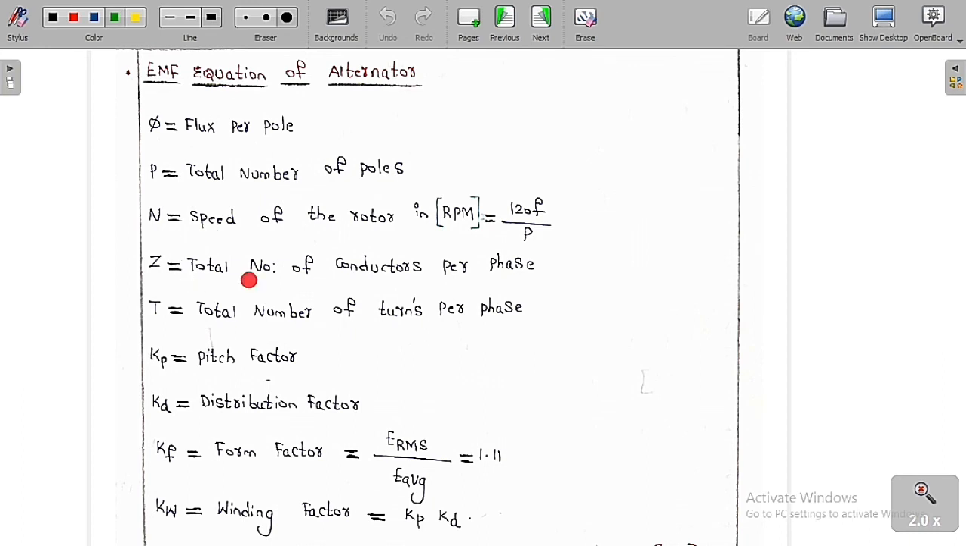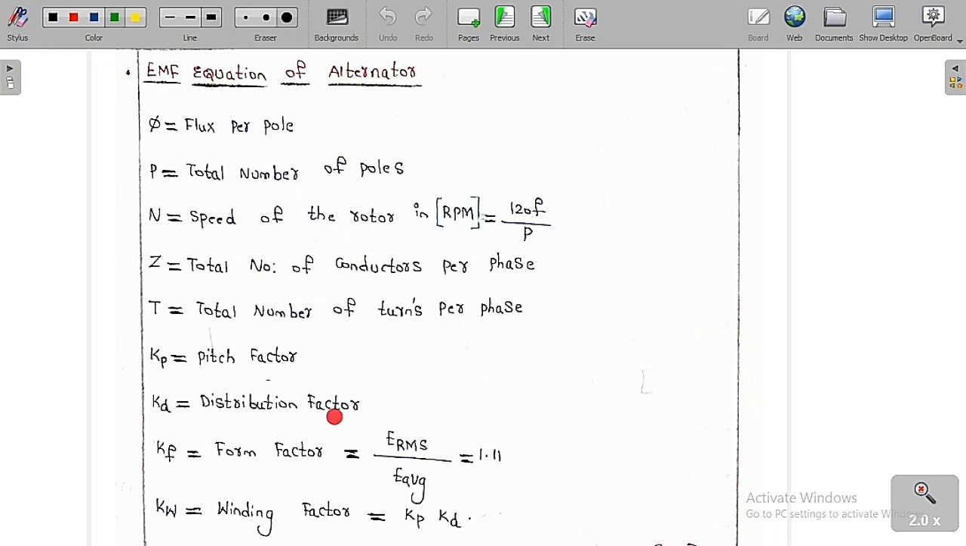And Z is called the total number of conductors present per phase on the stator. And T is called the total number of turns per phase. And Kp is called the pitch factor. The pitch factor occurs whenever you use short pitch winding. Whenever you go for short pitch winding, we definitely get a factor called the pitch factor. And Kd is called the distribution factor. Whenever you go for distributed winding, a new factor comes in, which is called Kd.